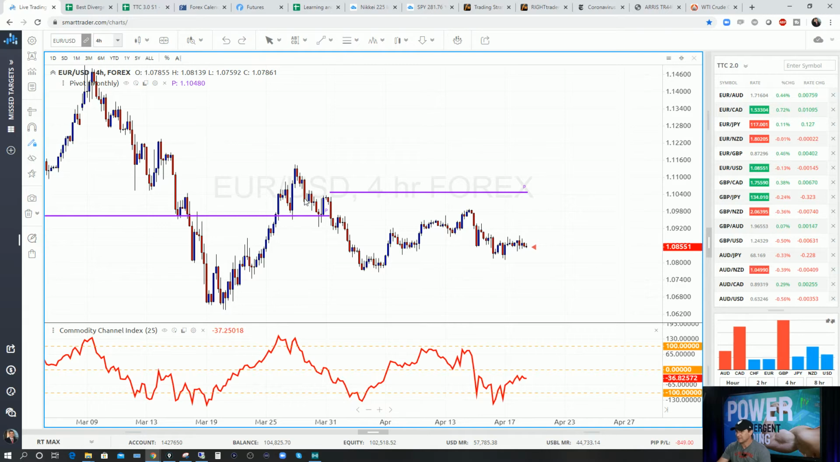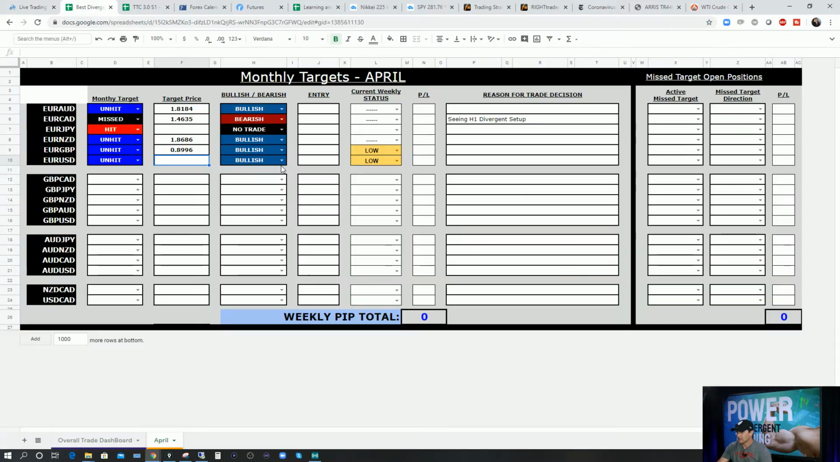So let's go ahead and get that price. Price is at 1.1048. All right, there it is there.